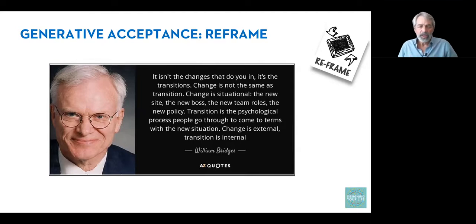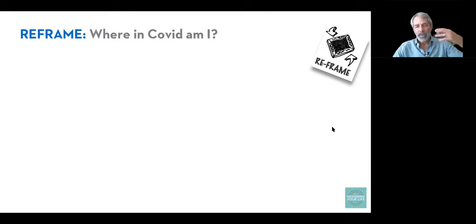Transition is the psychological process you go through dealing with the change. So he's making a distinction that change is what happens situationally and transition is what you do in responding to it. Now, he's evaluated, along with Erik Erikson and all these psychologists, how people handle change. And so in this thing called COVID, where am I?